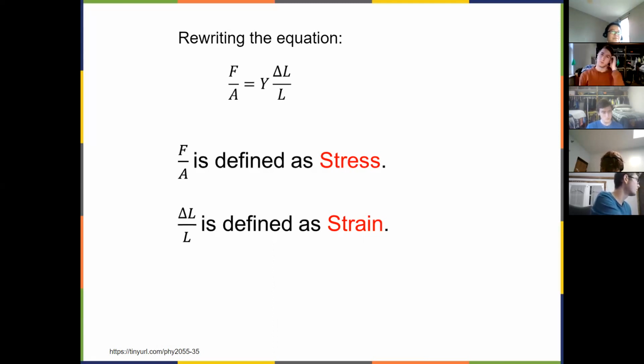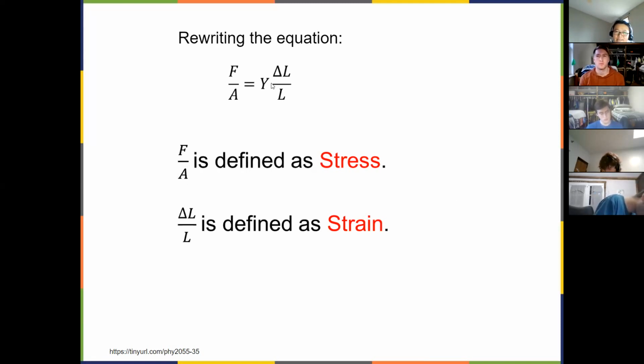Sometimes you say you are under stress, sometimes you say you are under pressure. In physics, these two terms are actually defined the same. They are both defined as F divided by A, force divided by the area, under the influence of the force.